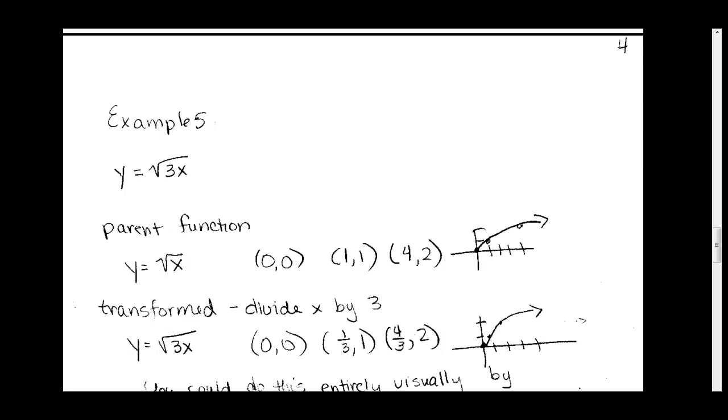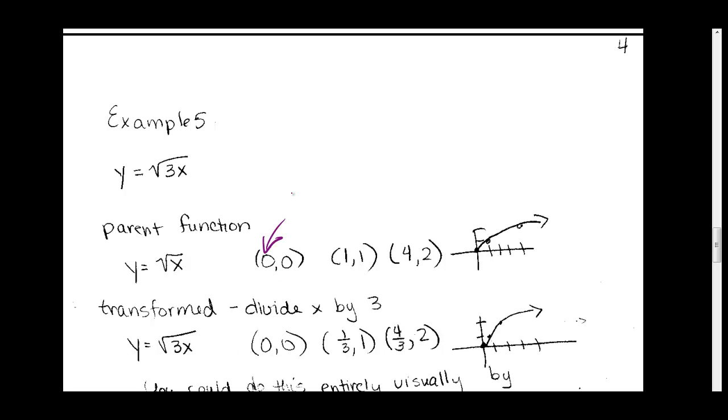Let's look at this example, y equals square root of 3x. Here the x is being multiplied by 3 before the square root function happens. So let's start with the parent function, y is square root of x. You've got the points (0, 0), (1, 1), (4, 2), as we saw in the beginning, and there's a little graph of the square root of x. To transform the function, I'm going to divide the x by 3. So to get my new function, I'll take all the old points and divide the x's by 3.